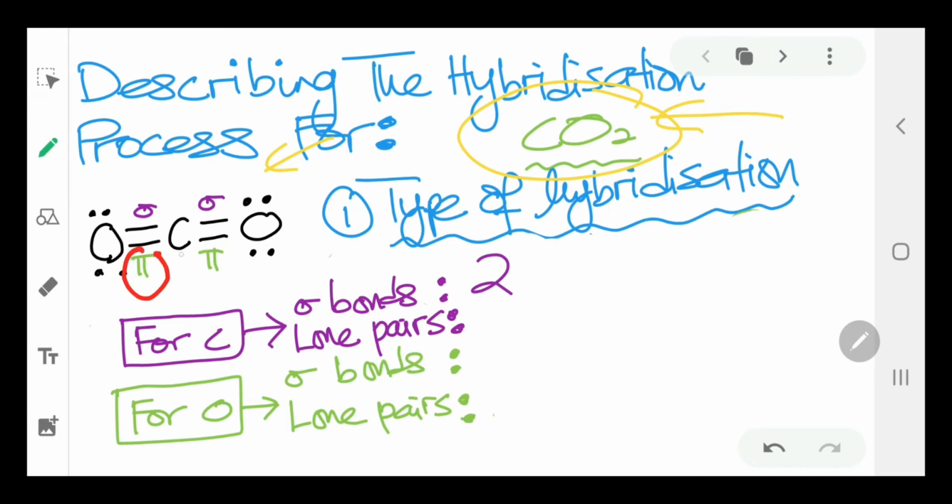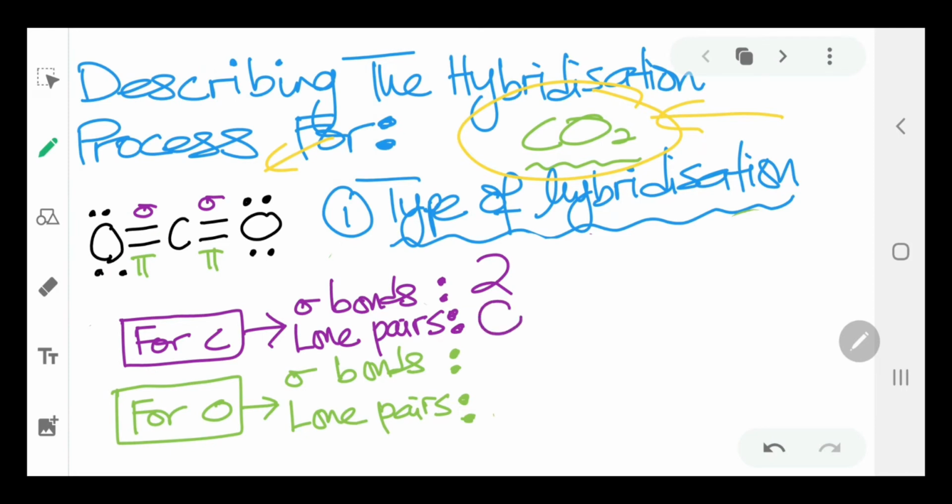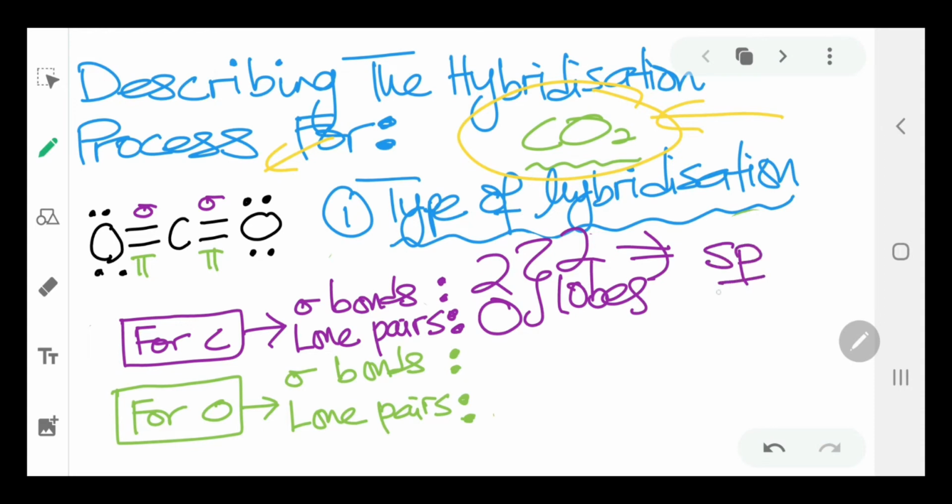So when you look at your central atom carbon, it does not have a lone pair. You have 0 lone pairs over here. So what can you conclude? You will have 2 lobes. So when you have 2 lobes, the hybrid orbital for carbon is sp hybrid orbital, and the shape for sp, we know that it's going to be like this.